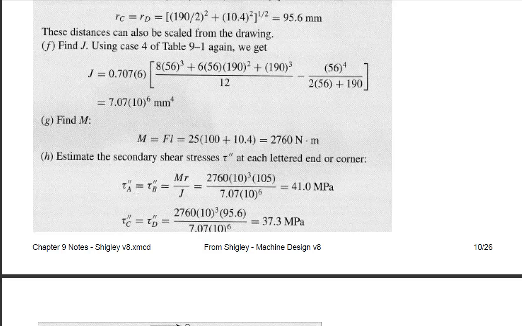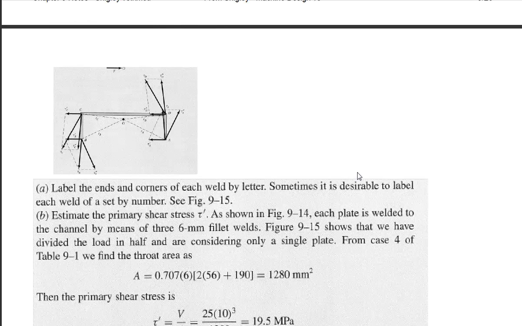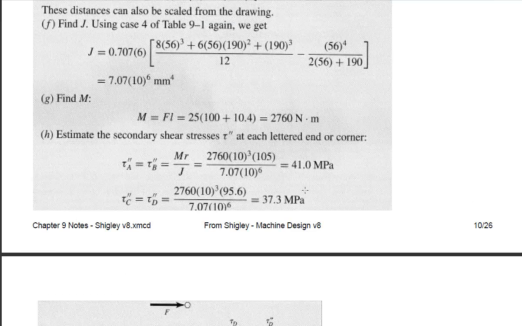Okay, and A and B have the same radius of 105. C and D have the same radius of 95.6, and therefore they calculate out to have slightly different secondary shear stresses. I believe, let's see, was it C and D on top? They were closer, A and B on the bottom. Let's go find out. Yes, A and B on the bottom have longer radii. C and D on top have shorter radii. So we've done TR over J calculations at all 4 key points.